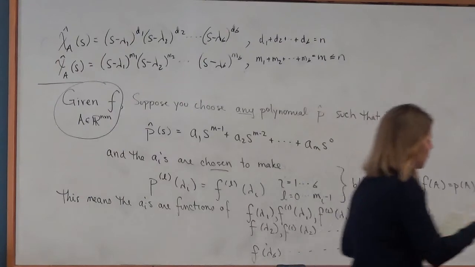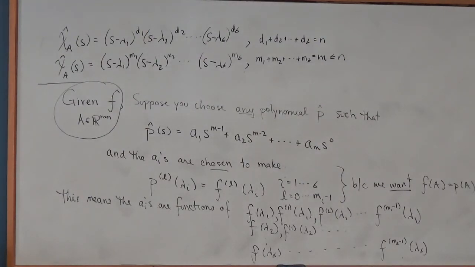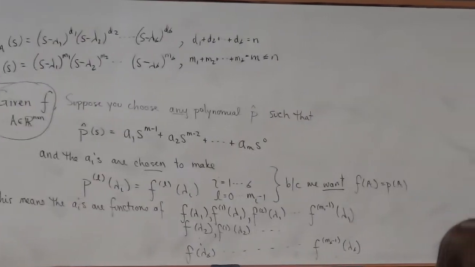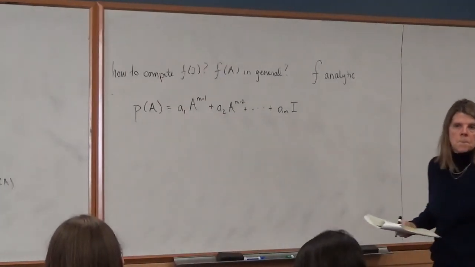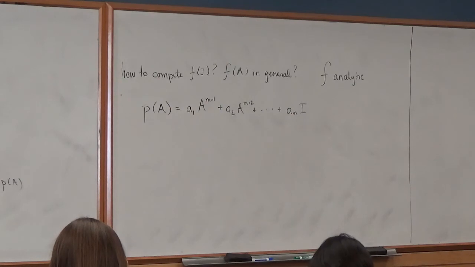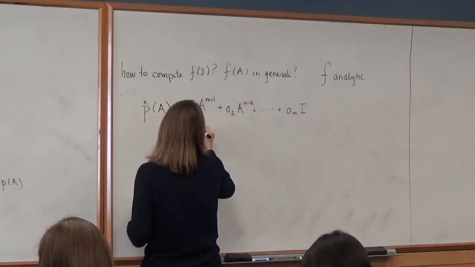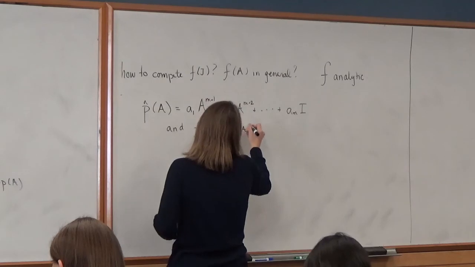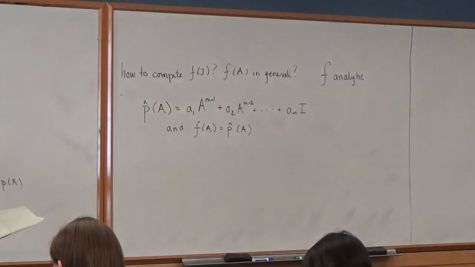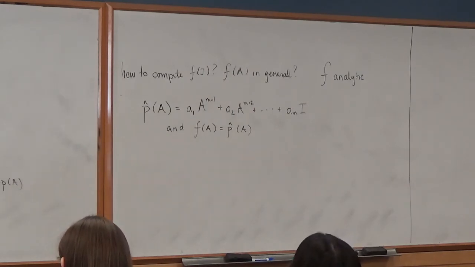Okay, so once you've solved for the AIs, you're going to get a p of A, which looks like A1 A to the m minus 1 plus A2 A to the m minus 2, all the way up to A to the m i. And then f of A will be p, or that should be p hat of A. And f of A, which is what we wanted in the first place, will be equal to p hat of A, as long as the AIs were chosen using these spectral interpolation conditions.